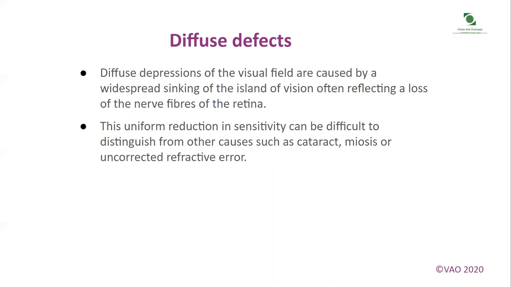Diffuse defects. Diffuse depressions of the visual field are caused by a widespread sinking of the island of vision, often reflecting a loss of the nerve fibres of the retina. This uniform reduction in sensitivity can be difficult to distinguish from other causes, such as cataract, miosis, or uncorrected refractive error.